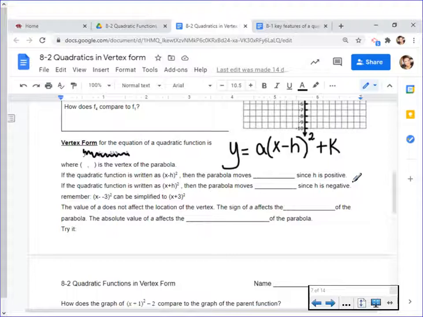I love vertex form. I think it is kind of self-explanatory once you understand what's going on, where h and k stand for your vertex.